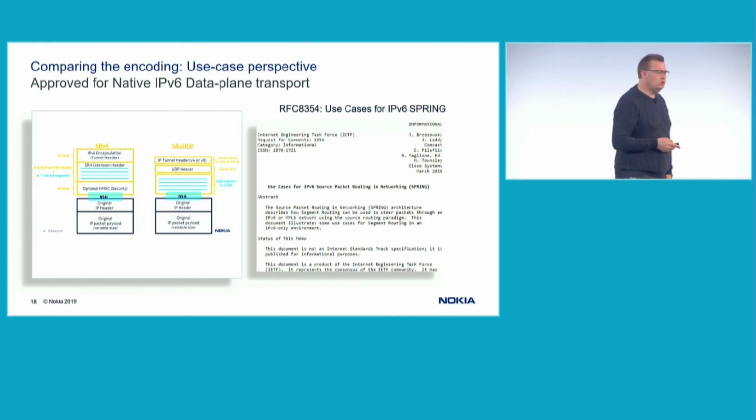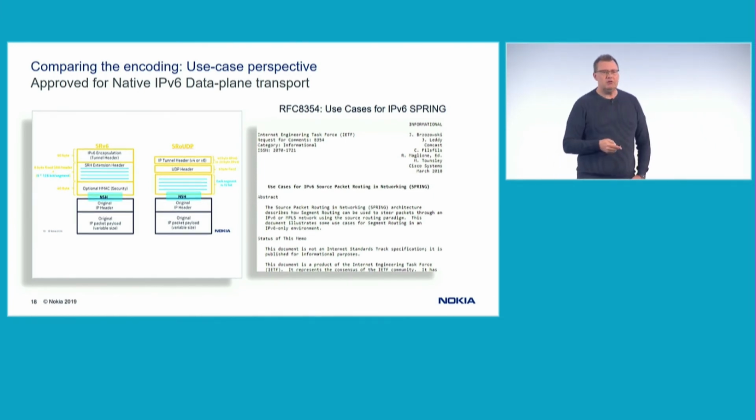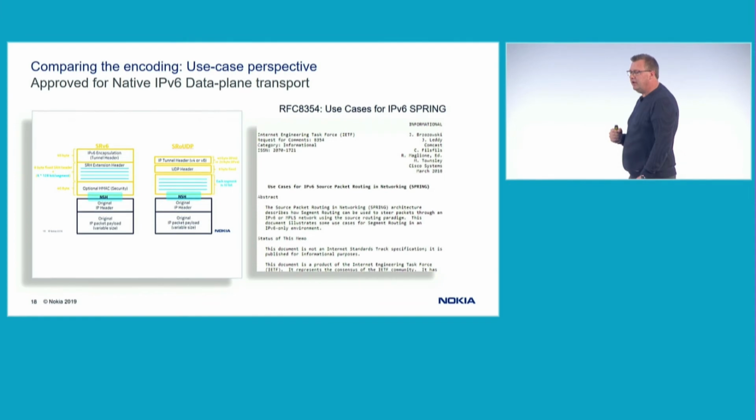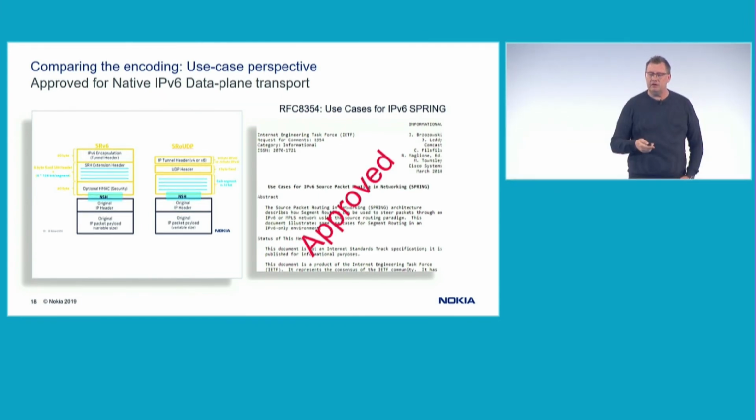So if you look into the different IPv6 use cases, the IETF does many things, and some of them are very useful. They have a document describing the use cases for segment routing in an IPv6 environment. Both of these options are fully approved, and they support 100% of the use cases documented here.